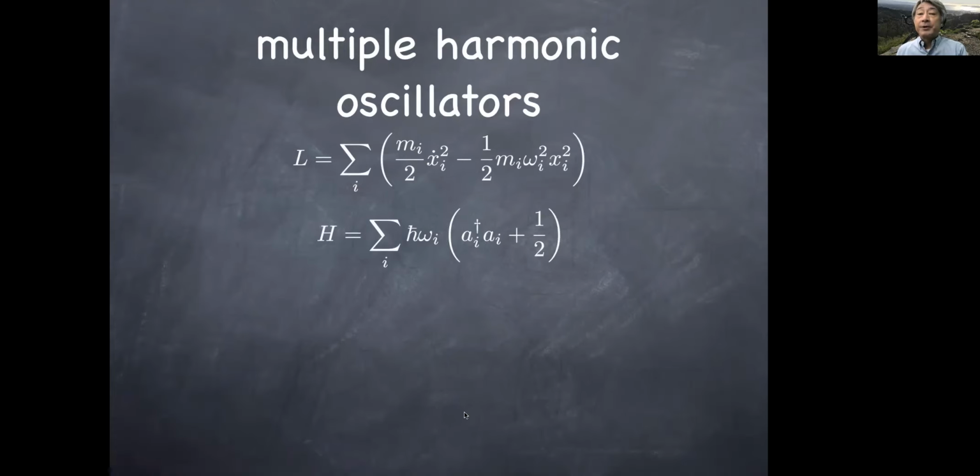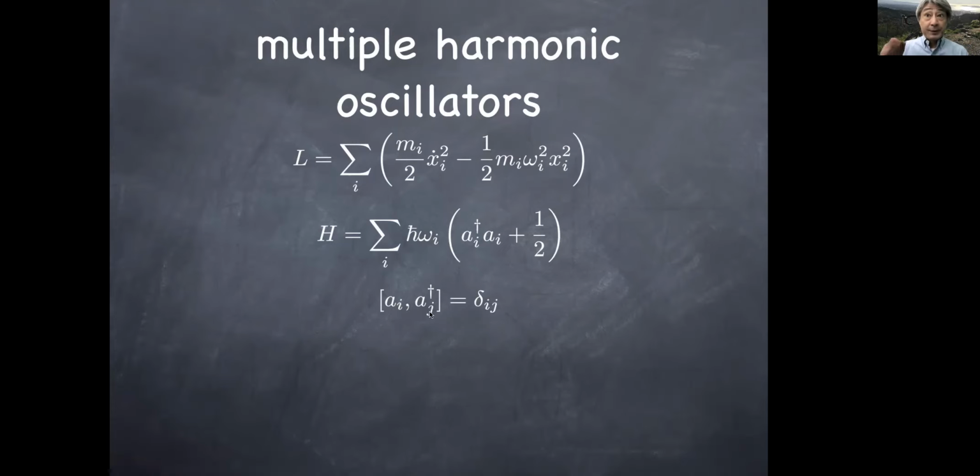Because different particles have nothing to do with each other, their creation and annihilation operators should commute. For example, if you have x1, x2, x3, dot dot dot, p1, p2, p3, dot dot dot, then x4 and p6 would commute with each other because they are referring to different particles. And A and A-dagger are linear combinations of x and p for that particle. If x and p commute for the other particles, A and A-dagger should also commute for the other particles. So A and A-dagger commute when i and j refer to different particles.